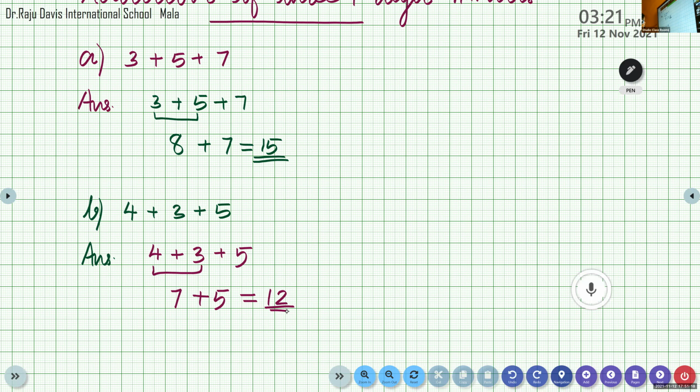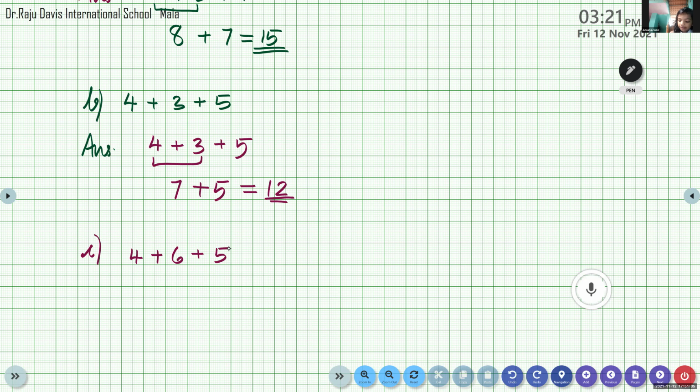Four plus three plus five. Four plus three is equal to seven, and seven plus five is equal to twelve. One more question. Okay, so C. And C we have 4 plus 6 plus 5. Do it.